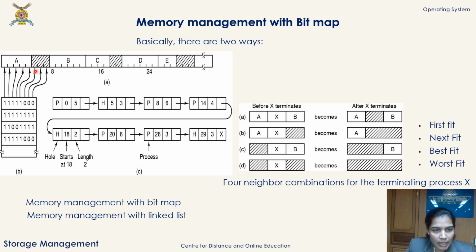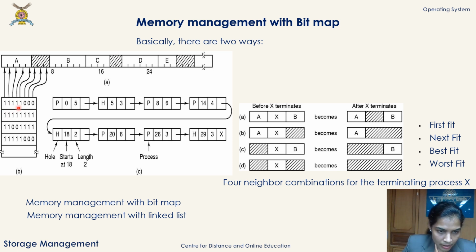The size of the bitmap table depends on the size of the allocation unit. The smaller the allocation unit, the larger the bitmap, and the larger the allocation unit, the smaller the bitmap. The bitmap provides a simple way to keep track of memory, and we can easily identify how much memory is free and how much is occupied. Now, if you see the diagram carefully, this is a bitmap table. The digits are either 1 or 0. 0 means the memory is free and 1 means the memory is occupied.